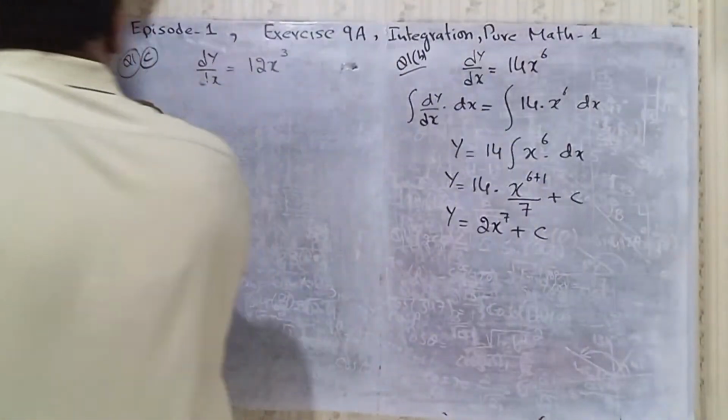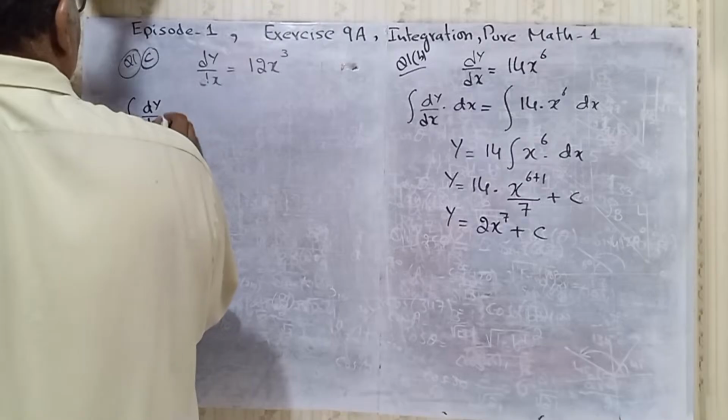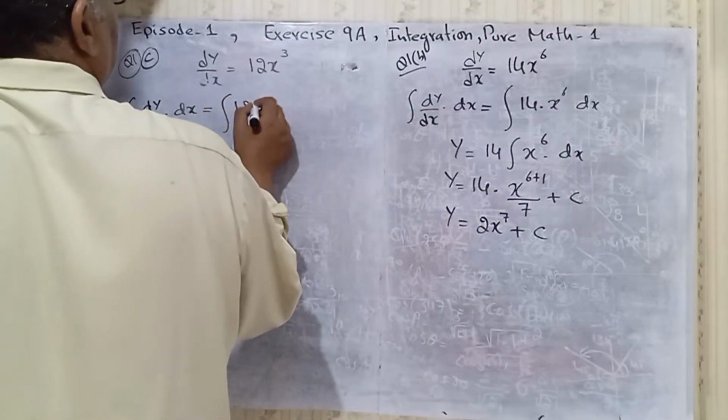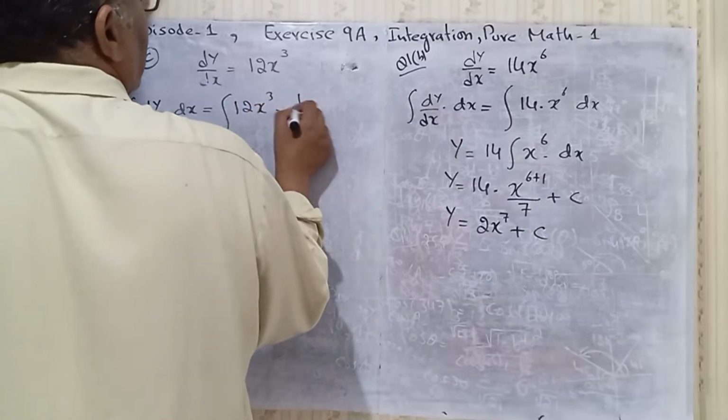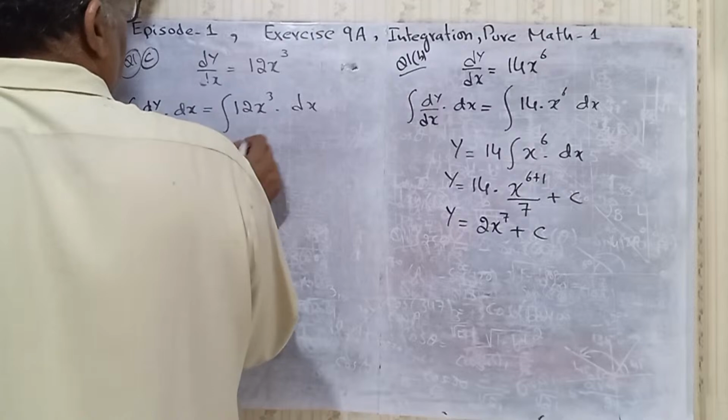So it will be the integral of dy by dx into dx is equal to the integral of 12x cubed dx. So this will become y, and the 12 will come out of the integral.